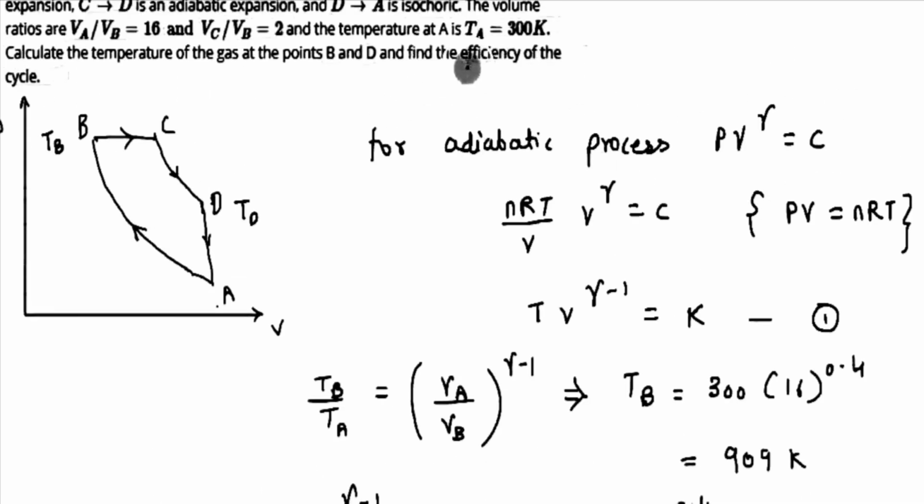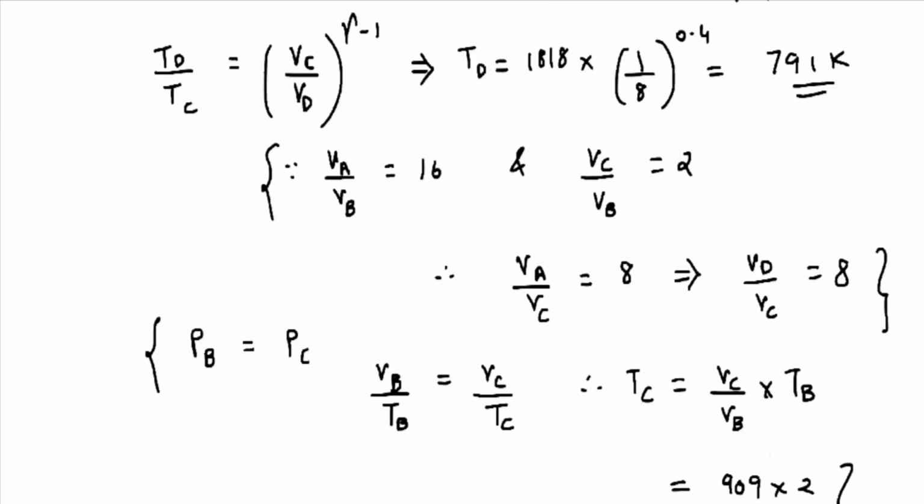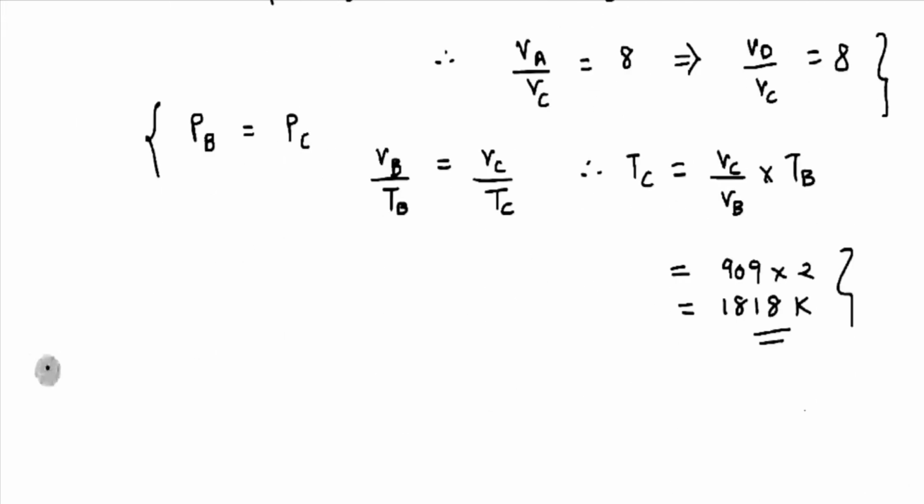Let's now move on to the second part, in which we have to find the efficiency of the cycle. Efficiency is denoted by eta. Eta can be written as total work done, or net work done, upon heat supplied, into 100. This is the formula for efficiency.